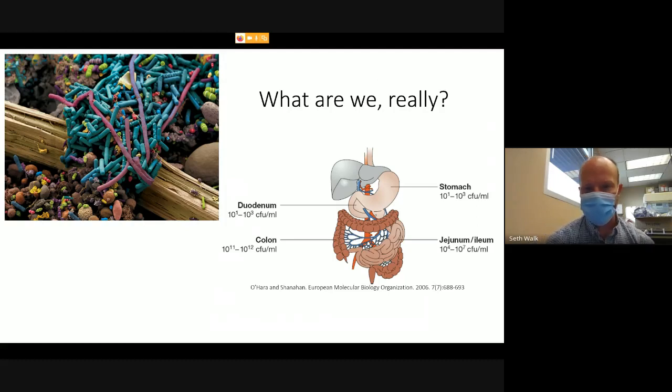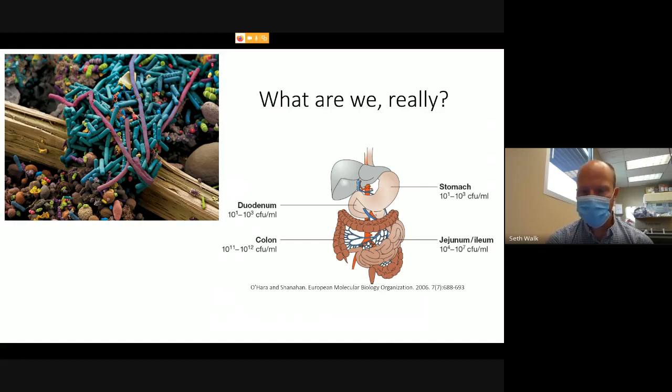So what are we really? This slide is meant to illustrate that the cells that make up our body are in a minority. The cells that make up our body are outnumbered between 10 to 1 and 100 to 1 by microorganisms. Throughout our gastrointestinal tract, we have microbes that live in our stomach, in the small intestine, and in the colon, or large intestine. You can see these numbers get really, really big.